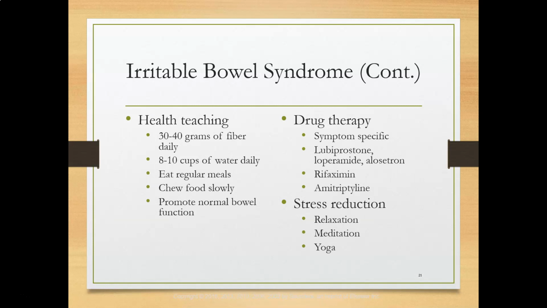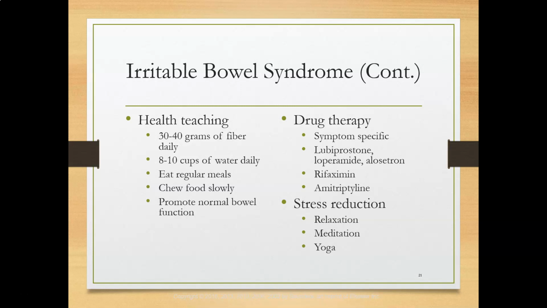Some nursing interventions include health teaching, such as they need to be on a 30 to 40 gram fiber diet. They need to have 8 to 10 cups of water a day. They need to eat regular meals. They need to make sure they're chewing their food thoroughly and slowly, and try to promote normal bowel function.